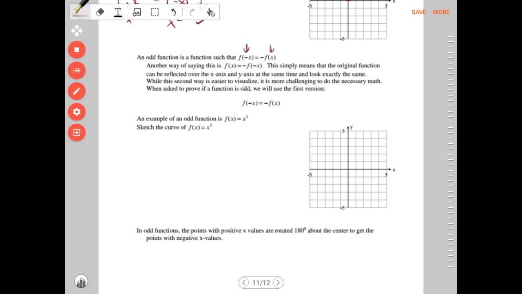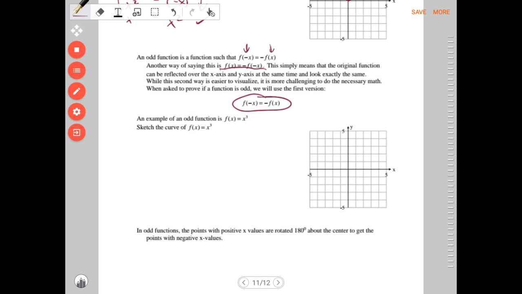While the second is easier to visualize, you have your original function, and then you have the negative on both spots, and you remember from Math 30 that the negative out front flips it over the x-axis, and the negative on the x flips it over the y-axis. So it's easier to visualize, but the math for the second one is more challenging. So when we're asked to prove this, we're going to stick with the first one to prove all the math.